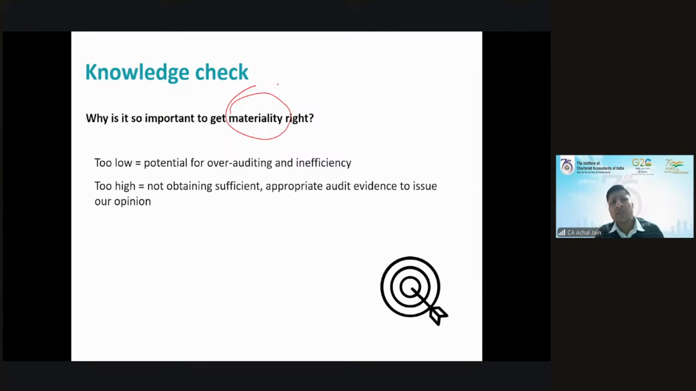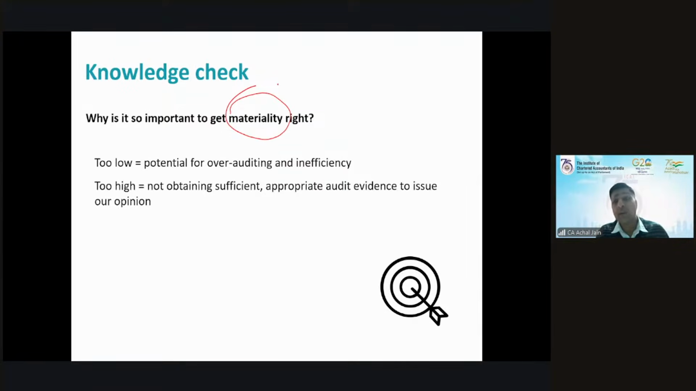So let's suppose for a large company, you pick a threshold of say 50,000 as materiality. So you end up checking a lot of things. In a way, you are doing an over-audit, which is not an efficient way of doing the work.